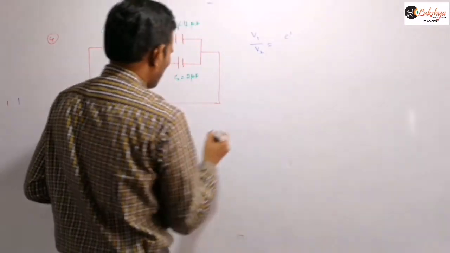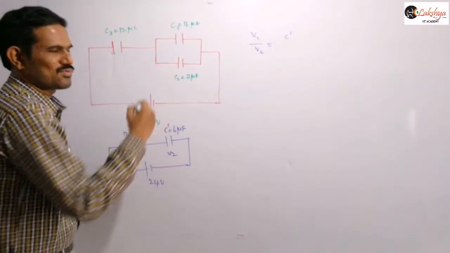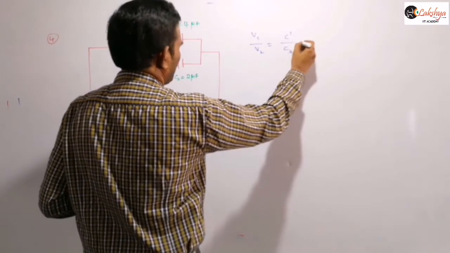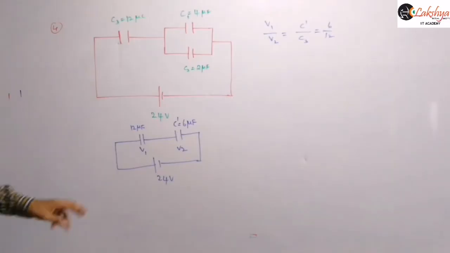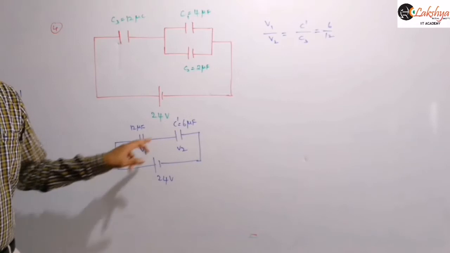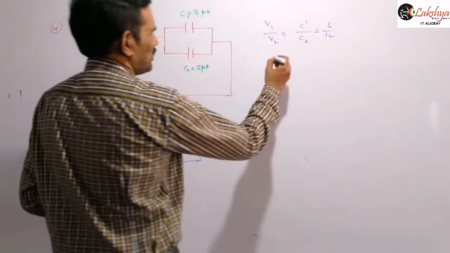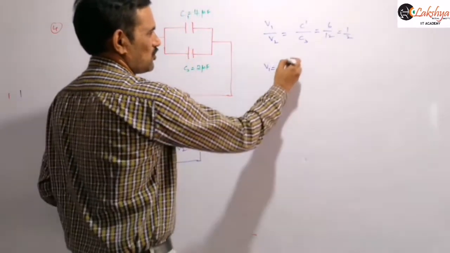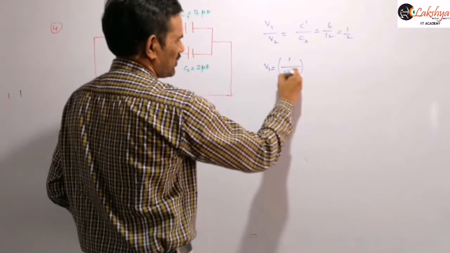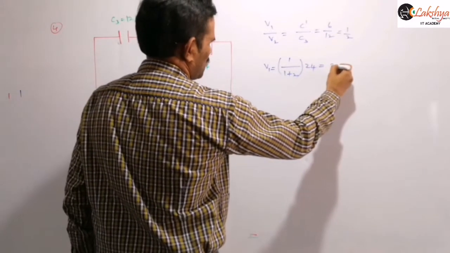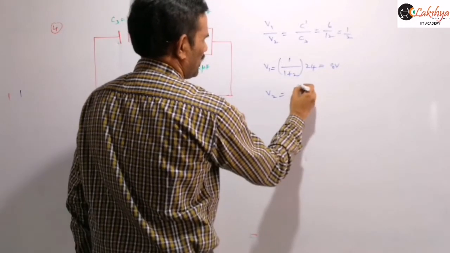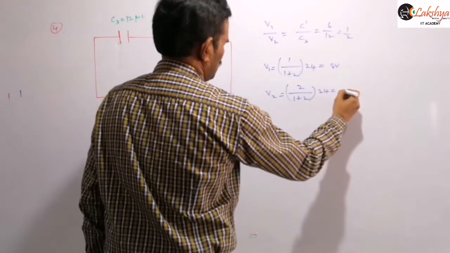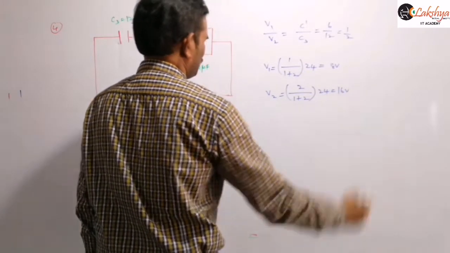I am taking this as some C dash, because C1 and C2 we have already used there. So then C dash by this C3, I am writing, which is nothing but 6 by 12. So the ratio of these two values we need to write here, the inverse ratio. And therefore this is nothing but 1 by 2. And therefore I am writing V1 is equal to 1 by (1 plus 2) into the total potential difference, which is nothing but 24 volts, which is 8. Then the V2 value is 2 by (1 plus 2) into 24, which is nothing but 16.